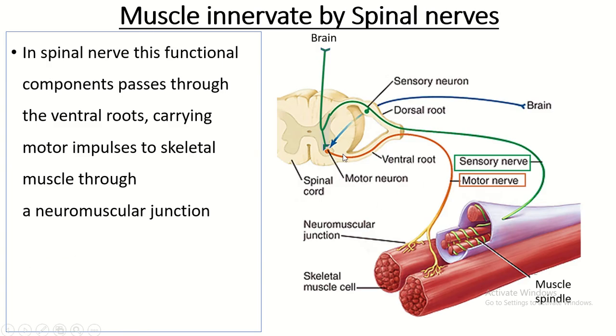So this is the ventral horn, this is the motor multipolar neuron, and these are the axons of the multipolar neuron, which exit the spinal cord through the ventral root, then the spinal nerve trunk, and then through the branches of the spinal nerves they innervate skeletal muscle by the neuromuscular junction.